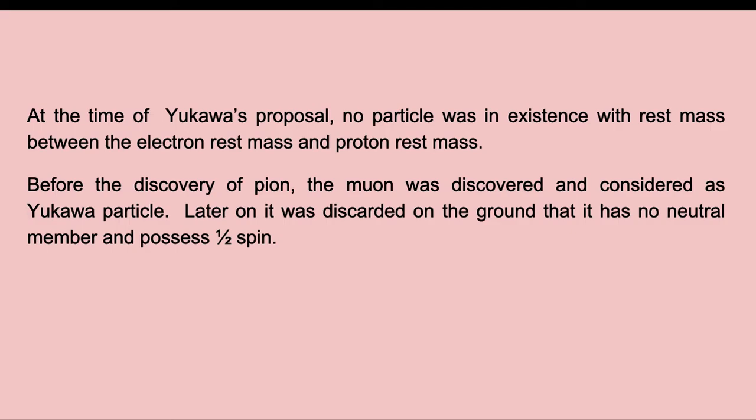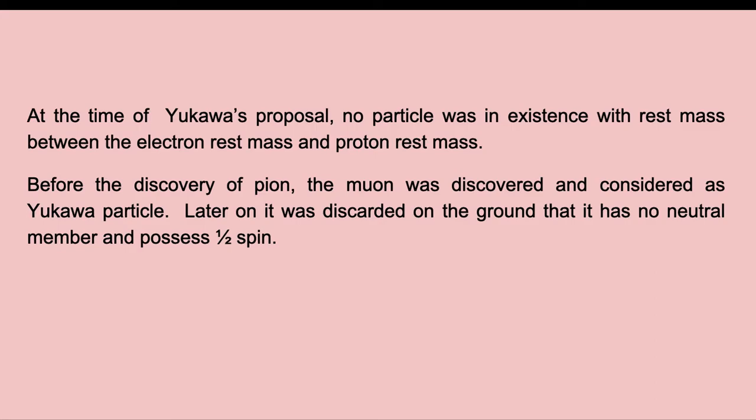And at the time of Yukawa's proposal, no particle was in existence with a rest mass between the electron rest mass and the proton rest mass. And before the discovery of the pion, the muon, that is the mu meson, was discovered and considered as the Yukawa particle. Later on, it was discarded on the ground that it has no neutral member and possesses half spin. So actually first you discovered the mu meson, but now you know that it is a lepton and not a boson, its spin is half and it has no neutral one. Actually it is a lepton, and these things you will discuss in your elementary particle section.